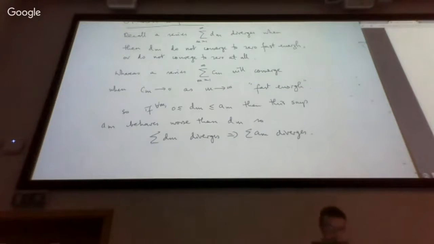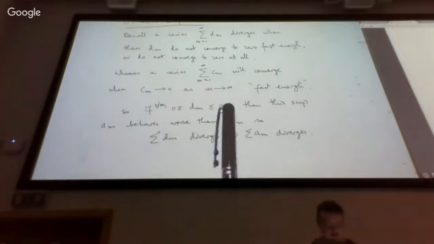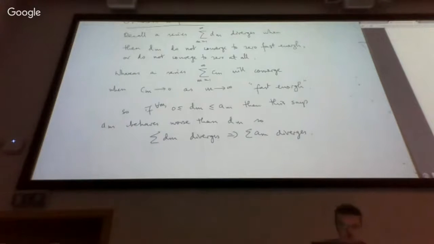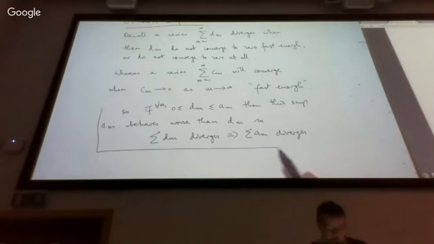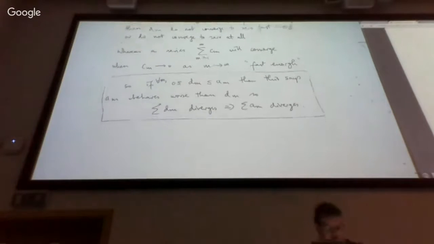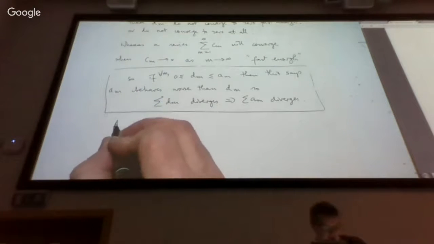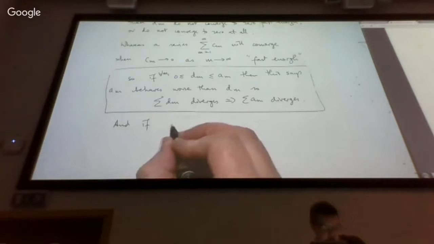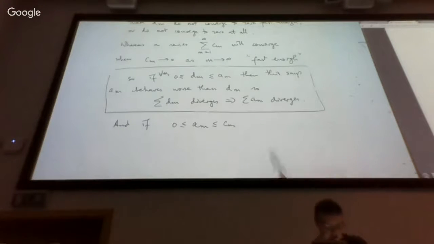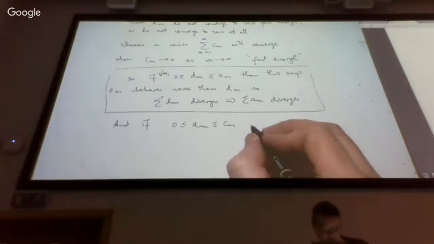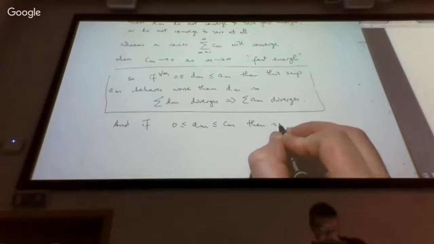If something is diverging and the thing under examination behaves even worse than that, then that will diverge also. So that's one part of the standard comparison test that leads to a conclusion of divergence. The other part leads to a conclusion of convergence, and this is when you show the terms under examination are less than the terms you know about.